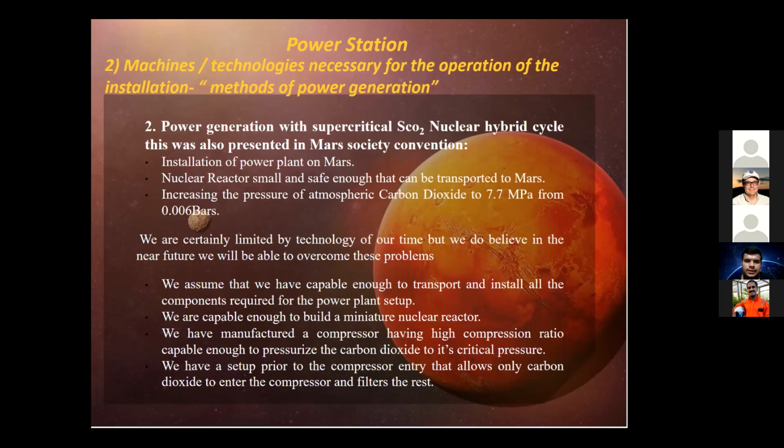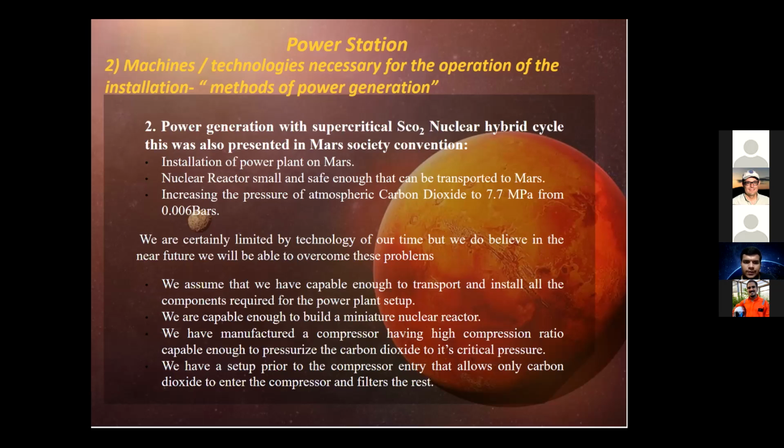So here are some of the challenges, like installation of a power plant on Mars. The nuclear reactor should be small and safe enough that it can be transported to Mars. Here we haven't assumed that there will be pre-compressed carbon dioxide. Instead, we use intercooler technology here to raise the pressure from around 0.006 bars to 7.7 MPa.